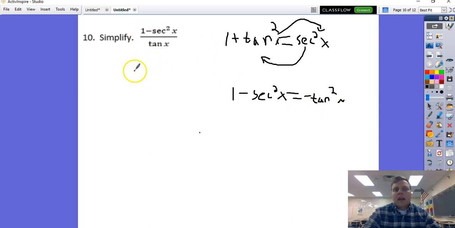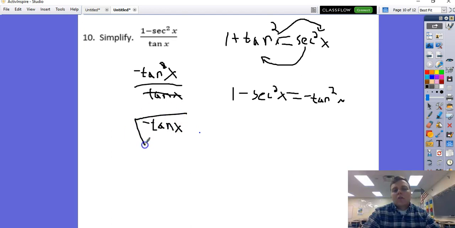So I'm replacing the 1 minus secant squared x with negative tangent squared x, divided by tangent x. Now I can do some reducing because I have a tangent squared divided by a tangent. So tangent cancels out with that, and I'm left with just negative tangent x. And there you go. That's it.